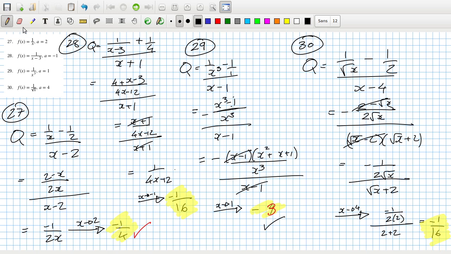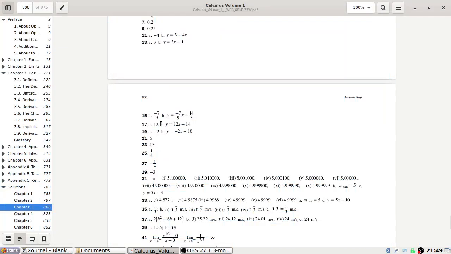Let me just check that last one here. Yeah. Okay, that's right. I don't know if this is how they intended for these questions to be solved, but it's what I had to do to meet the requirement of the question.